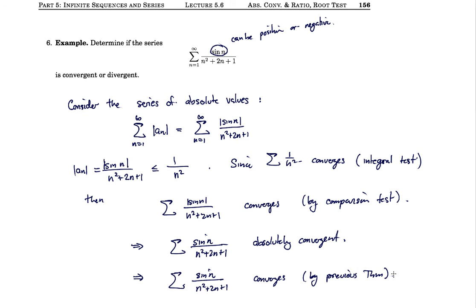And so there we go. We have that the series converges. And just to summarize how we did this, we checked to see the convergence of our series by looking at the corresponding series of absolute values, found that that converged by the comparison test. So our series here was absolutely convergent and therefore converges.